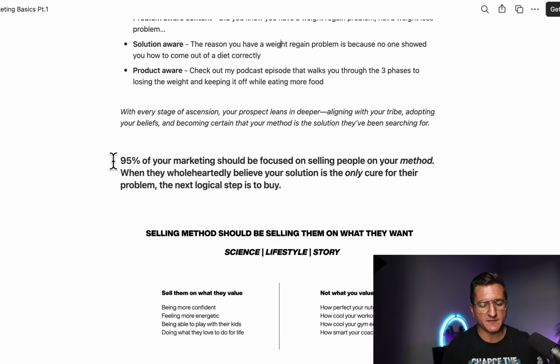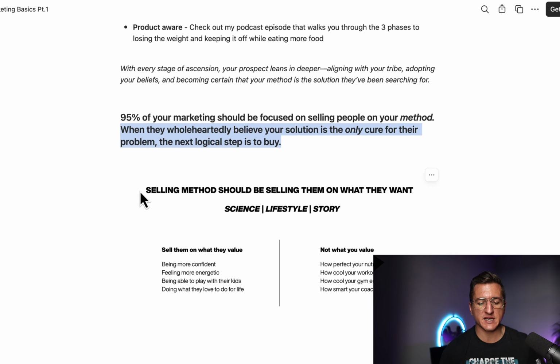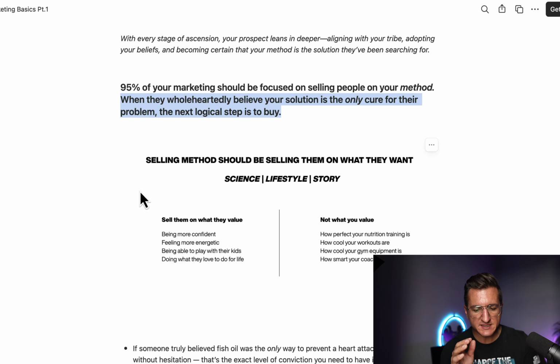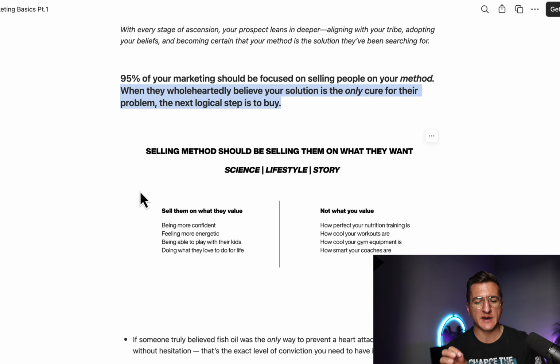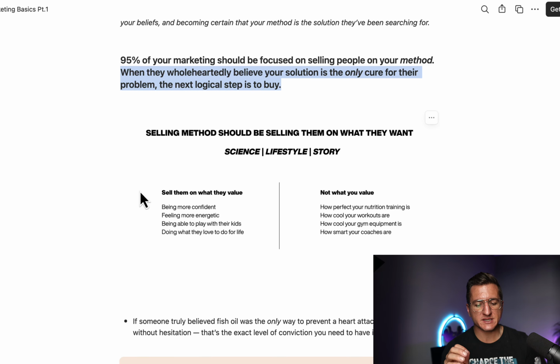So 95% of your marketing should be focused on selling people on your method, because when they wholeheartedly believe your solution is the only cure for their problem, the next logical step is to buy, right? And so when I say selling the method, it should be selling them on what they want, not what you want or what you value, right? And so we need to sell them on what they are valuing and meet them where they're at. So let's say they need to be more confident, feel more energetic, be able to play with their kids, doing what they love to do now, or doing the activities they love to do for life, right?